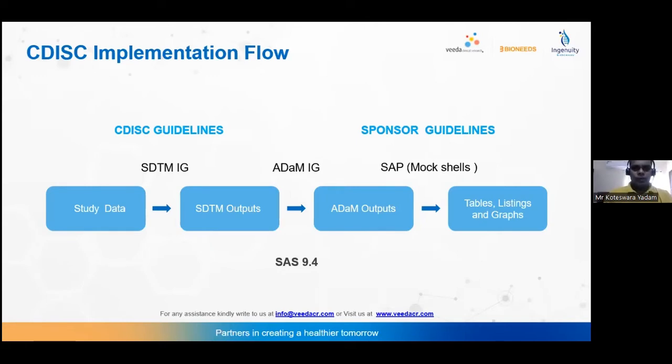This is the flow we follow at Veeda. First we receive the study data after the database lock, and then we check each and every domain according to implementation guide version 3.2 or 3.3, and then we prepare SDTM outputs. Once we have created SDTM outputs, we prepare ADaM outputs based on the ADaM implementation guide. Then we can also prepare the tables, listings and graphs based on the mock shell. So this is the implementation flow.